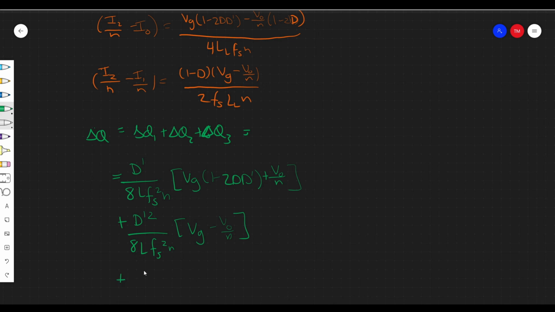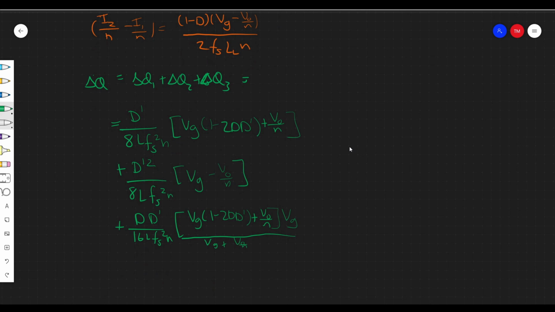This is like delta Q2. And then delta Q3 is d prime over 16L times Fs squared over n times Vg (1 minus 2d d prime) plus V out over n, times Vg, all over Vg plus V out over n. So this is the final equation for delta Q.